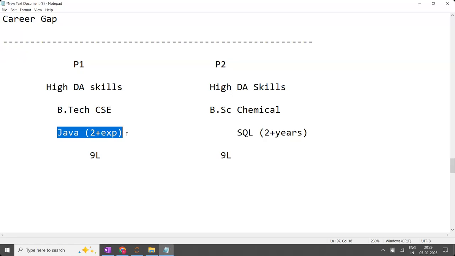Then he will be able to get the job easily. Sir, now, for example, let us take another scenario. You said that in this example, the SQL 2 years experience person, the Java 2 years experience person, 9 lakhs. Whom have you selected? Sorry, I have forgotten. Person 1 or person 2? Person 2, right? What is the reason? The SQL advantage is there, because the data science skills are the same.